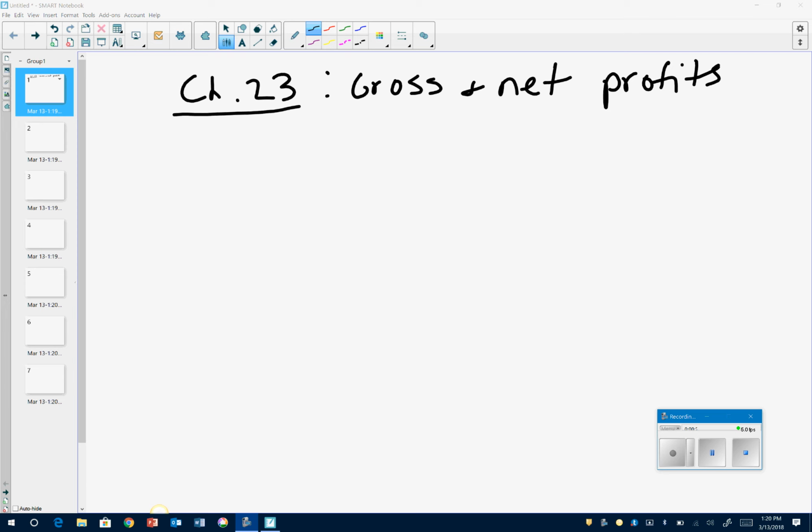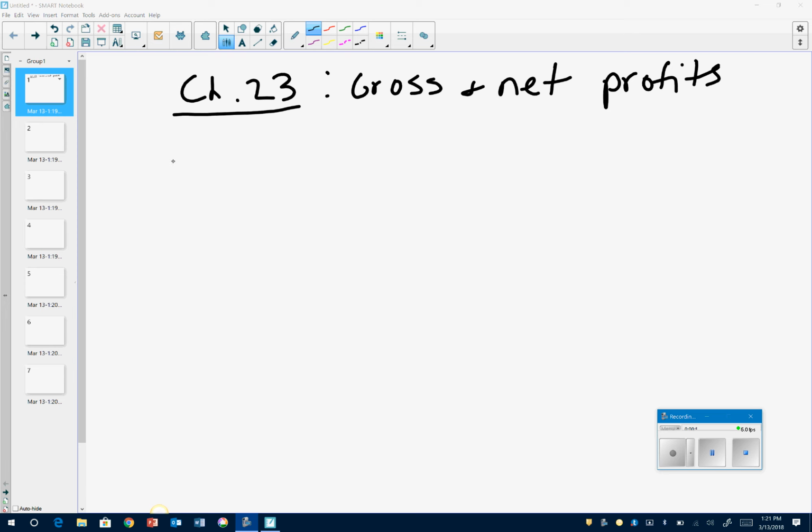So just to give you some examples, here are your key terms. Gross profit is the difference between the selling price of the prescription and the acquisition cost of the medication. Net profit is the difference between the selling price of the prescription and the sum of all costs associated with filling that prescription. And your acquisition cost is what a pharmacy pays for a drug.